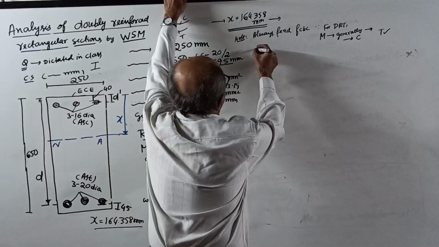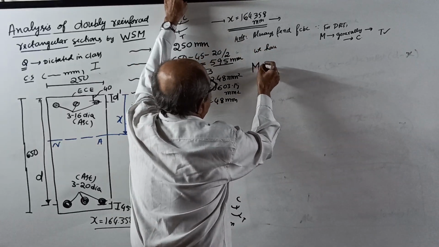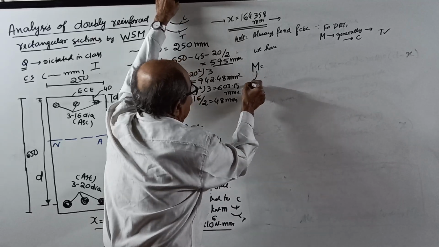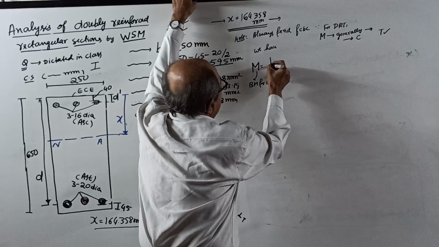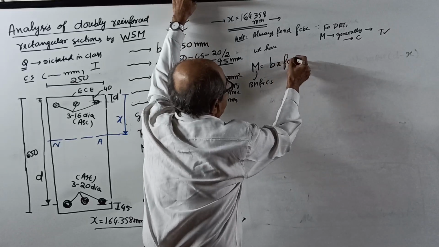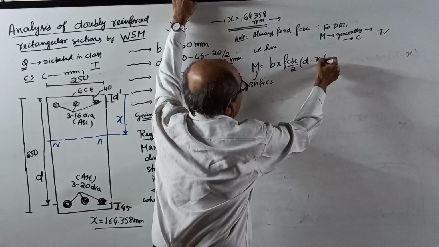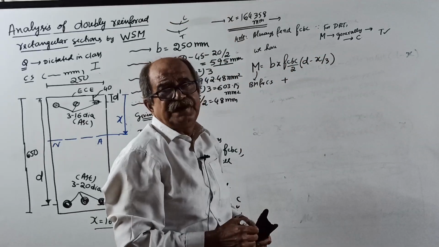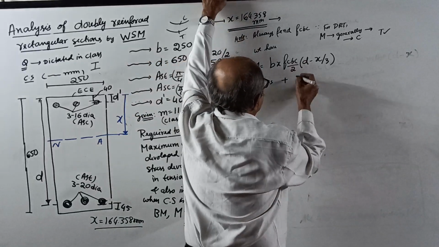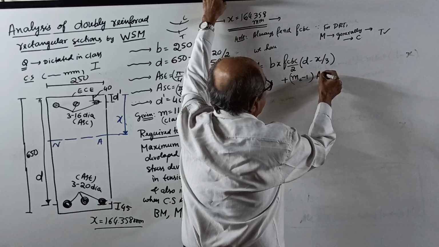That is, we have M equal to, see, M is the bending moment for the cross section, Bx fcbc by 2 into (d minus x by 3). This is for a singly reinforced section. If doubly, more terms, plus (mc minus 1) into Asc.